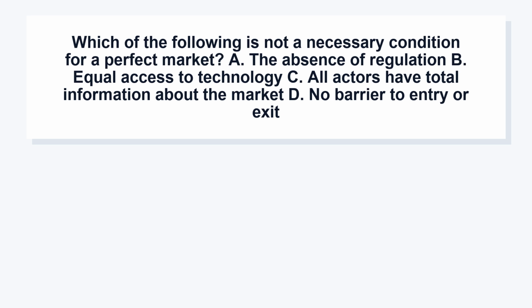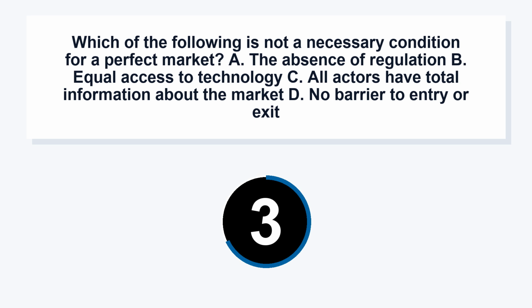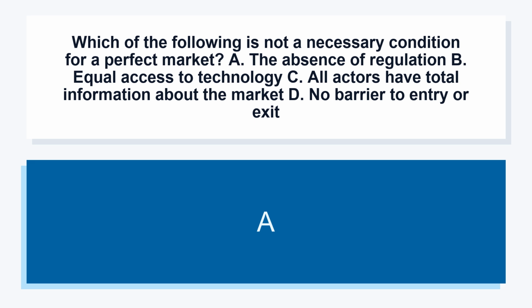E. Which of the following is not a necessary condition for a perfect market? A. The absence of regulation. B. Equal access to technology. C. All actors have total information about the market. D. No barrier to entry or exit. A.